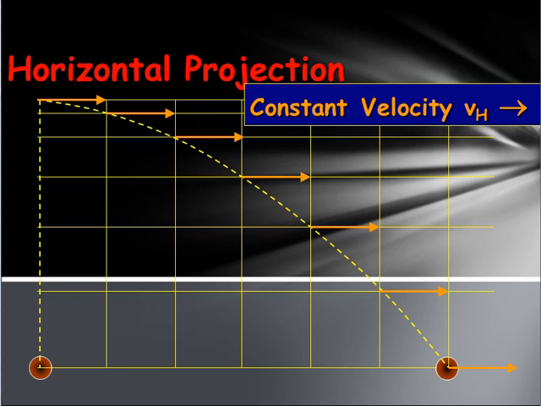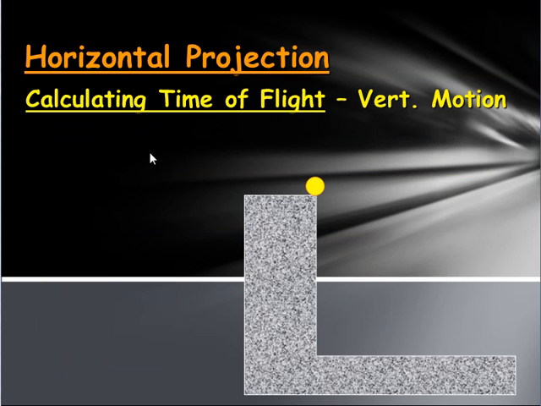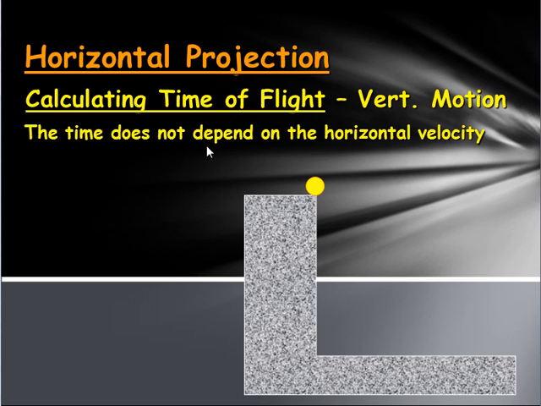So let's have a look at a problem. How would we problem solve something like this? So calculating time of flight, let's have a look at the vertical motion. The one that's going to determine how long it takes is the one that's going to cause it to hit the ground. That's the vertical component. So it doesn't depend on horizontal velocity, so therefore it's totally about how far it's going to fall.